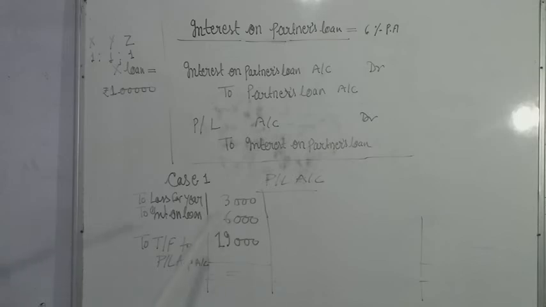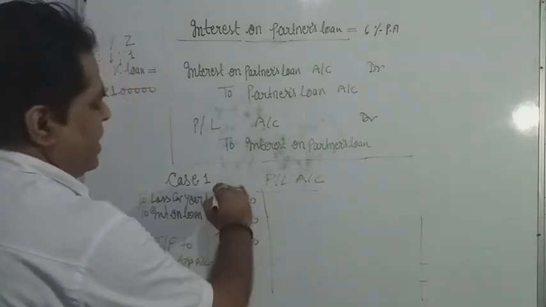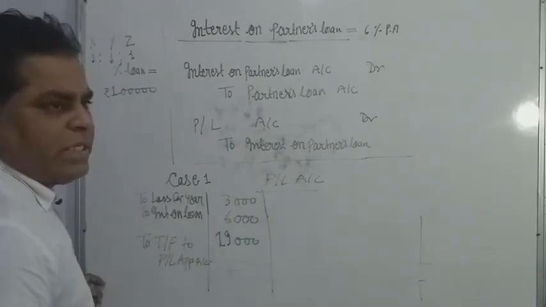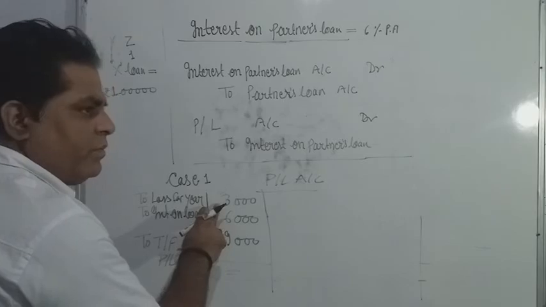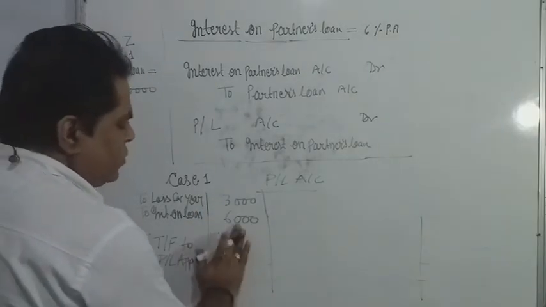We are already having 3,000 loss, and the same amount of loan is here, 1 lakh rupees, and we have to pay interest at 6%. So on 1 lakh at 6%, how much interest will there be? 6,000. So again we are having 6,000 interest on loan. Already we are in loss of 3,000, and we are paying 6,000 interest. So how much is the total loss?